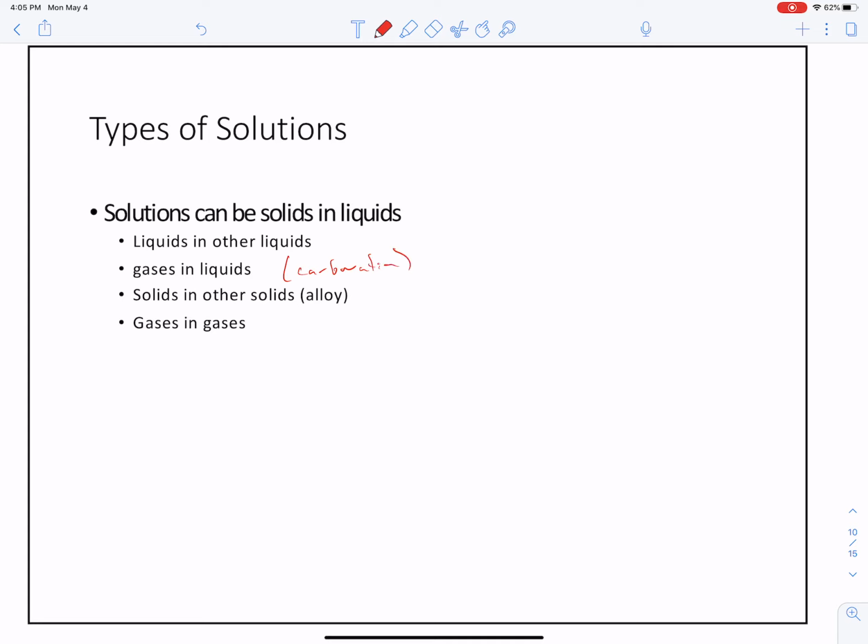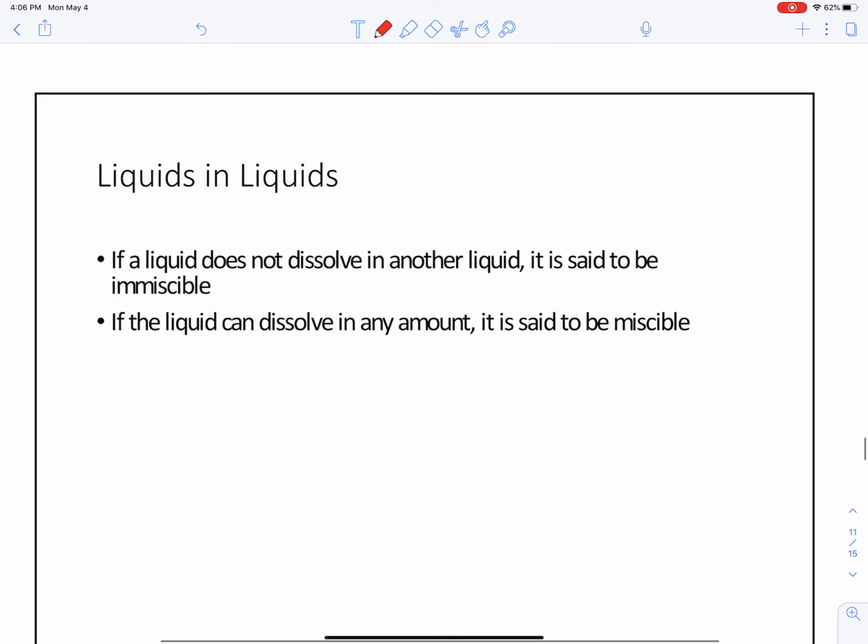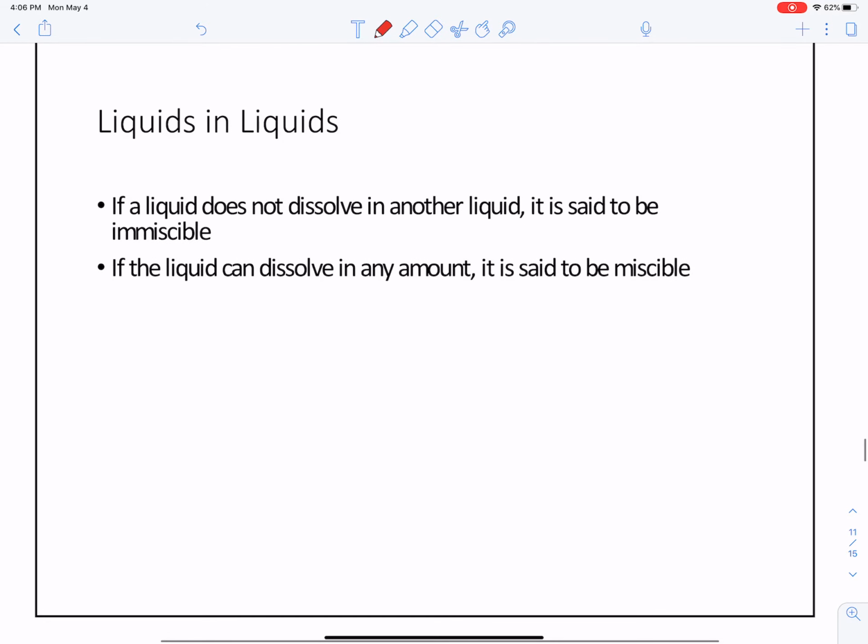You can have solids dissolved in other solids, such as what you see in stainless steel. And you can have gases dissolved in other gases, like air. We've talked about that one before. For liquids dissolved in a liquid, if it can't be dissolved, it's considered immiscible. Oil and water, not dissolvable one in another. Therefore, they are immiscible. But if you can dissolve it in any amount, do you see this? Any amount, it's said to be miscible.